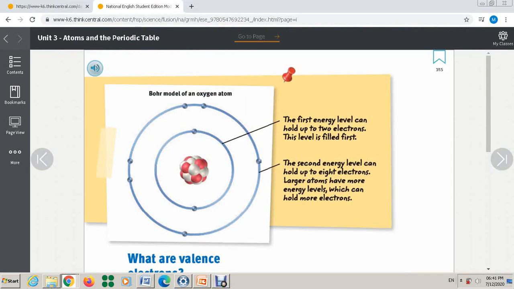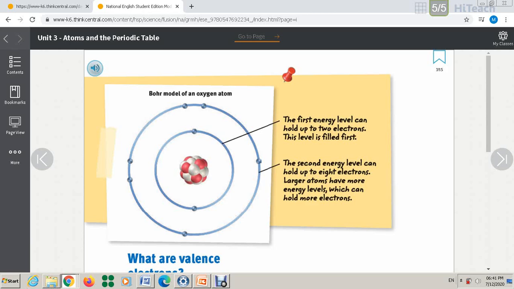Now look at your book, page 185. On page 185, at the top, you have the Bohr model of an oxygen atom. Look at these rings, these are the energy levels. As you see here, it shows the first energy level, the one closest to the nucleus. The first energy level can hold up to 2 electrons. This level is filled first. So if you want to fill the electrons, you start with what? With the first one.